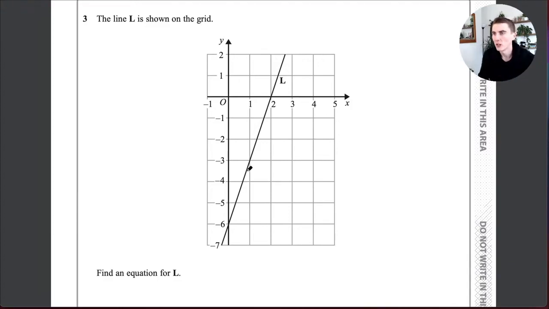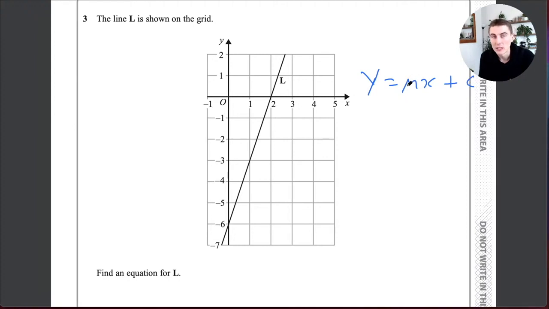All right, so the key thing here is that whenever you think about a line equation, or particularly a straight line equation, you've got to use the form y equals mx plus c. So y equals mx plus c. And the important thing here is that m is your gradient, and c is the y-intercept.